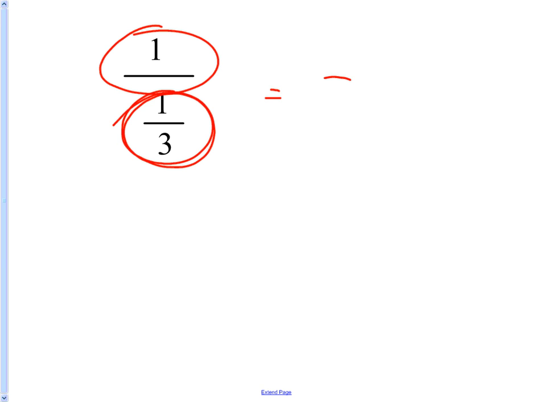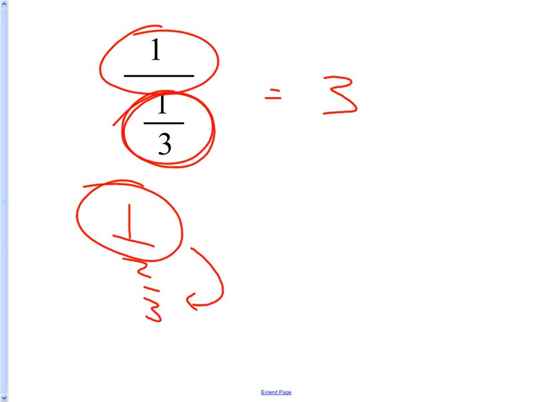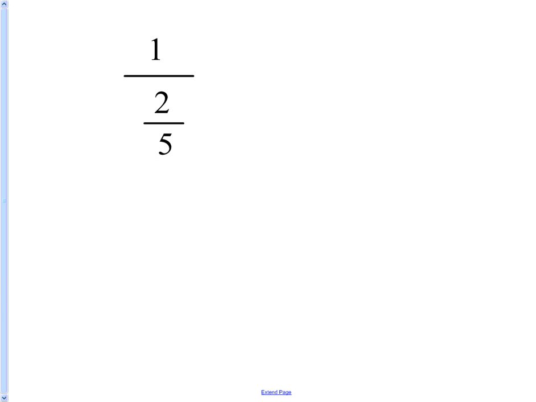3. So what if it had been like 1 over 2/3? It just means, what does that mean? Take the reciprocal of what's down there. So what's the answer? Get that? Just flip it over. All right. What's that one? 5/2.